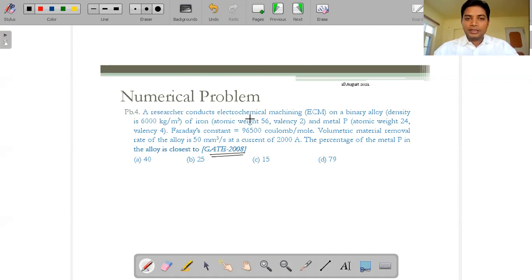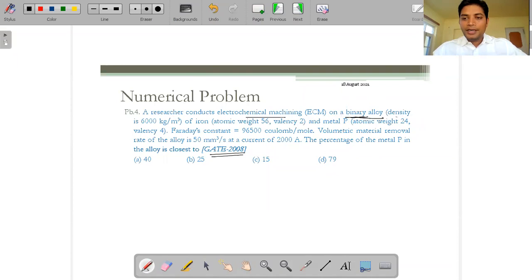A researcher conducts electrochemical machining on a binary alloy. Okay, so now guys, here it's not a single material. Binary alloy means the alloy is there. Binary means there are two elements. Okay, please consider. First, look at what data is given to you.